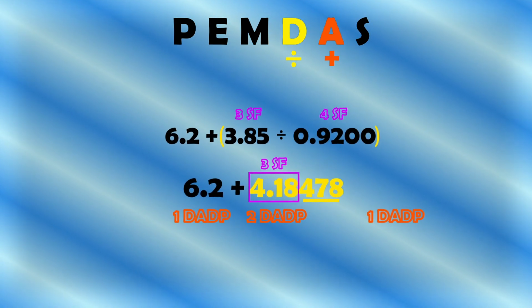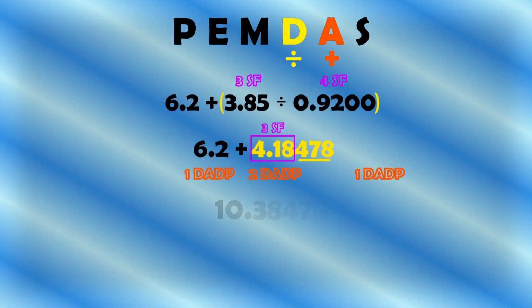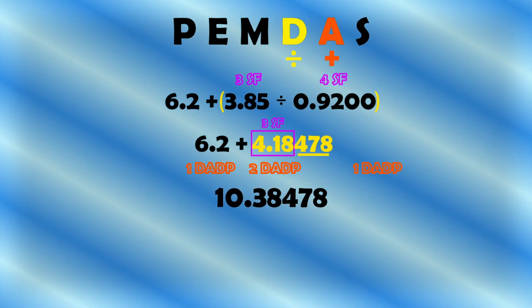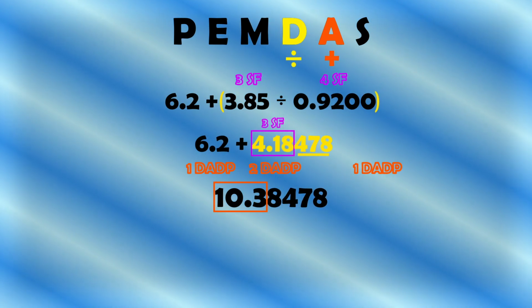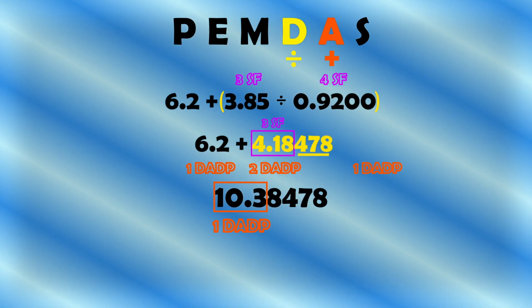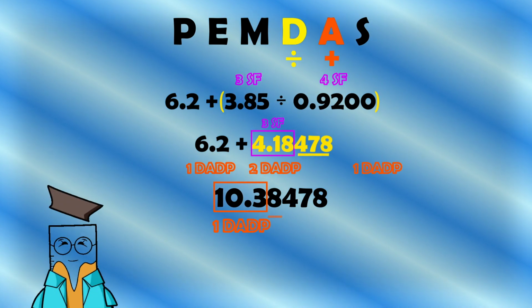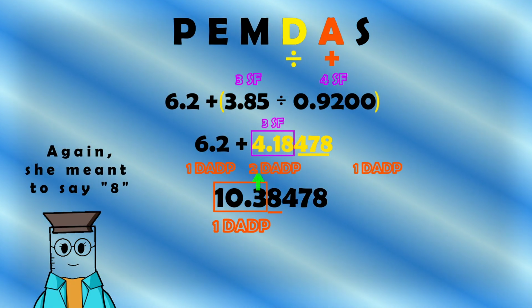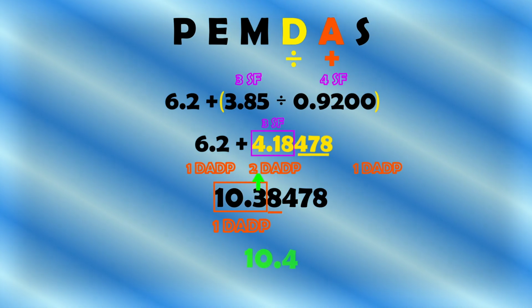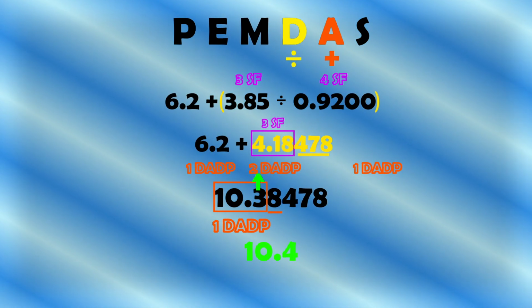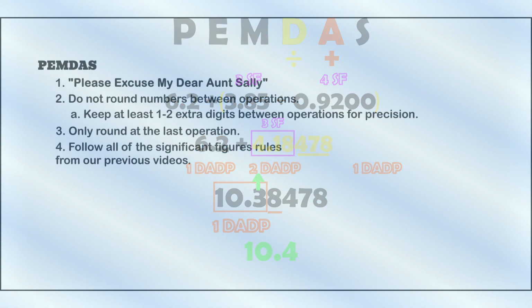So when we look at our answer, we get a 10.38478. Box what's significant. 1 digit after the decimal point. Look outside the box. Hark, it's a 7. So I got to round that 3 up to a 4. So the final answer is 10.4 in decimal form.